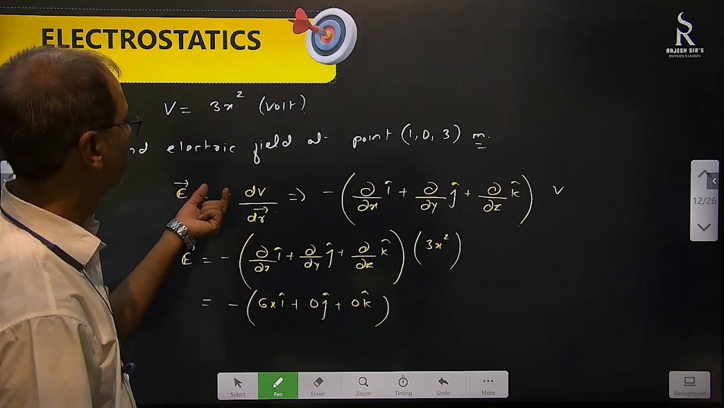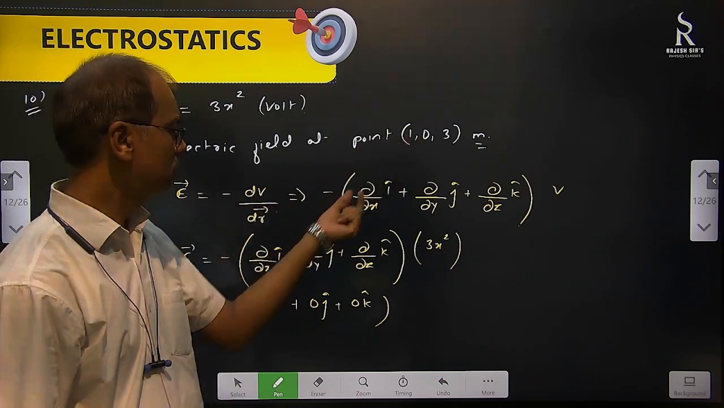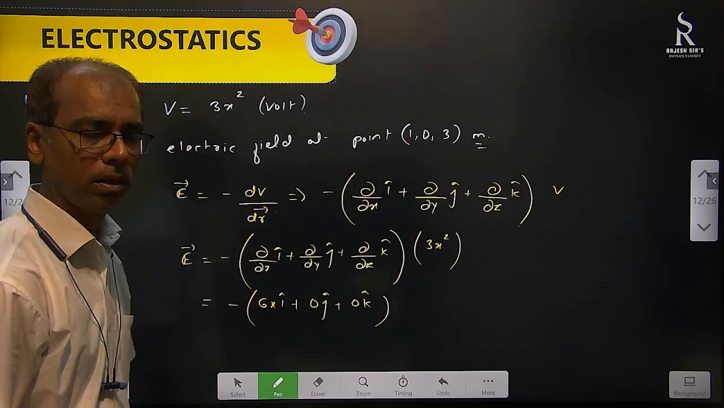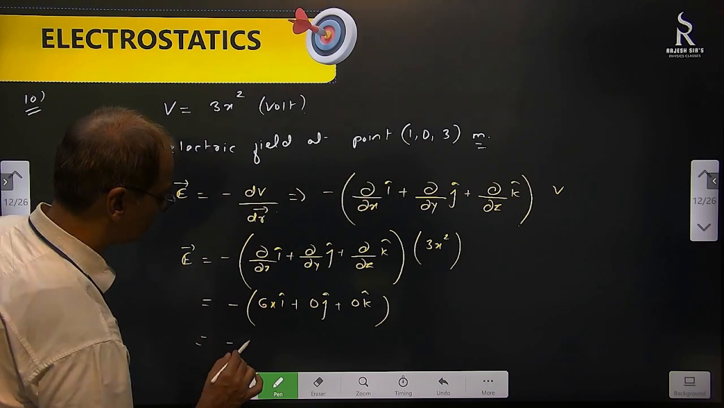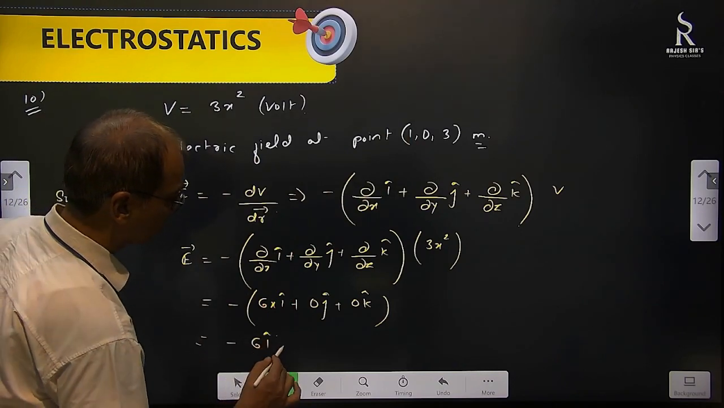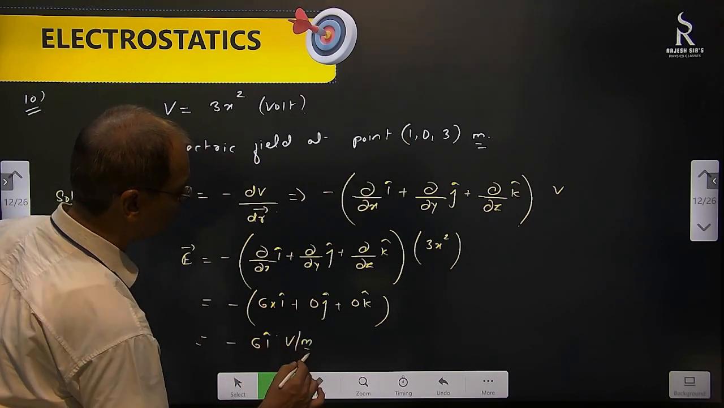So where does he want the field? He says 1, 0, 3. That means x coordinate is 1. So minus 6 i cap. That's it. Volt per meter.